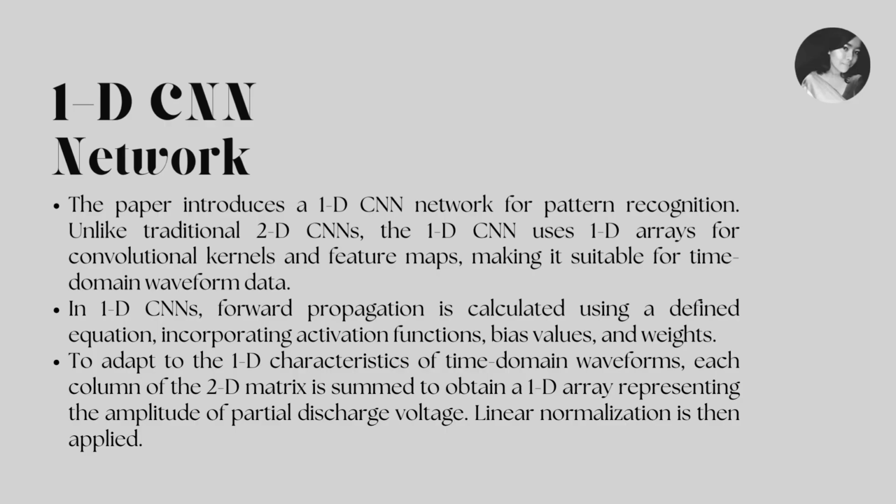The paper introduces a 1D CNN network for pattern recognition. Unlike traditional 2D CNNs, the 1D CNN uses 1D arrays for convolutional kernels and feature maps, making it suitable for time domain and waveform data. 1D CNN's forward propagation is calculated using a defined equation incorporating activation function, bias values, and weights.